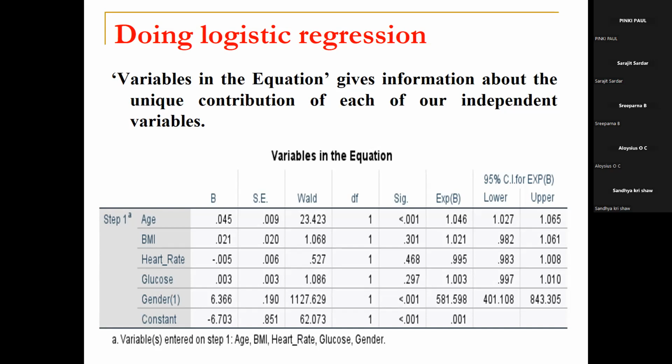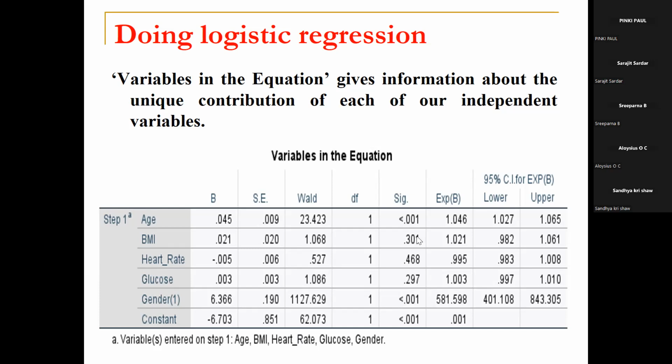So the results show that the female have 581 times the chance of having heart disease compared to the male. Got my point? Here you are getting Gender 1. Gender 1 stands for female. As I told you, it is very important to know the label of that categorical variable. 1 stands for female, 0 stands for male.